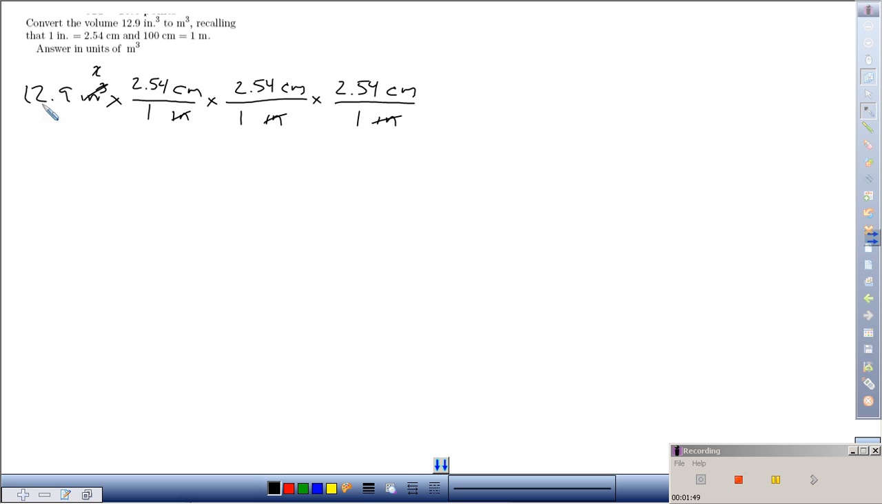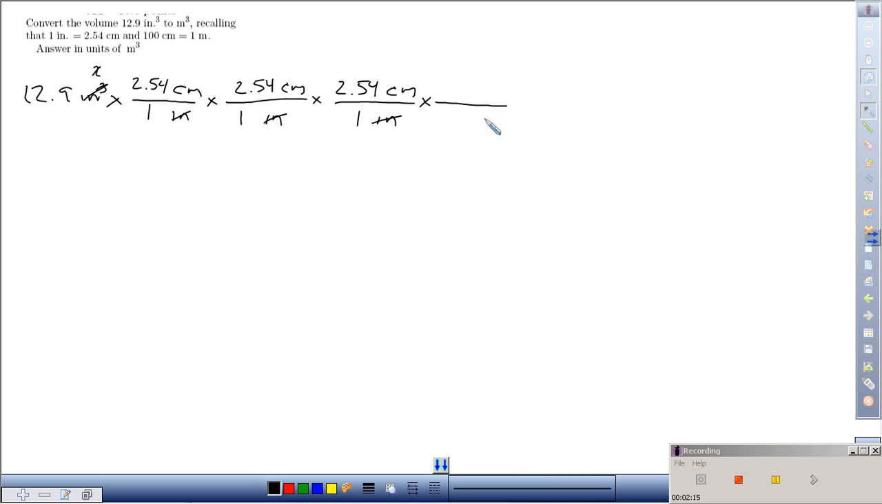And what I'd be left with, if I multiply this through, is 12.9 times 2.54 times 2.54 times 2.54. Whatever that number is, my units are going to be centimeters times centimeters times centimeters. So now I've got centimeters cubed. But I'm not done, because I still want to get to meters cubed. So now that I have centimeters cubed, how do I get to meters cubed?